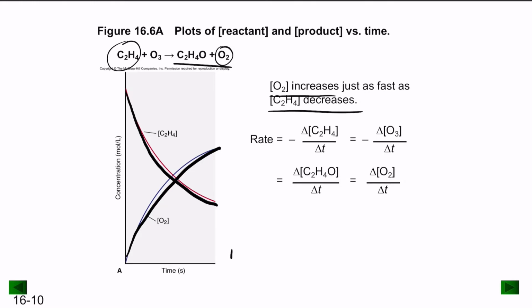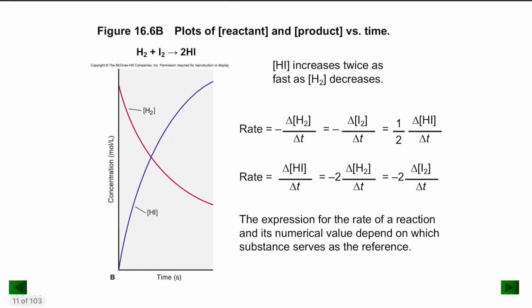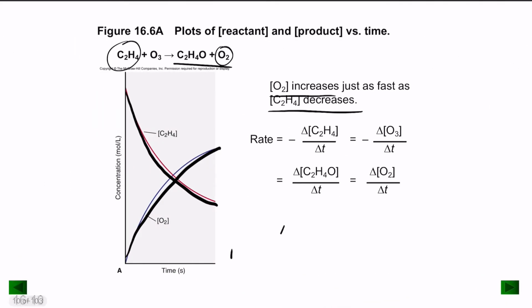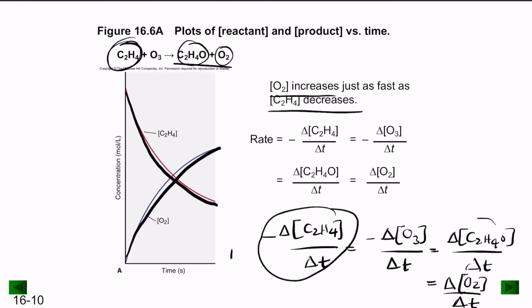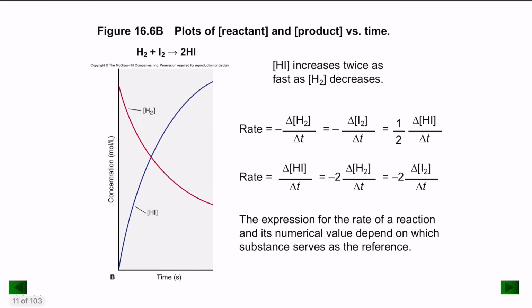So the rate of reaction can be written as: minus delta of C2H4 by delta T is equal to minus delta of O3 by delta T. That equals, now the amount of decrease here is also equal to the amount of increase here, which means this can become delta of C2H4O by delta T is equal to delta of O2 by delta T. So notice that the amount of decrease here equals the amount of increase here. So the rate at which the reactant is decreasing is equal to the rate at which the product is increasing.